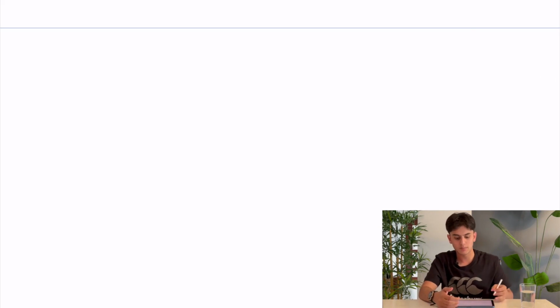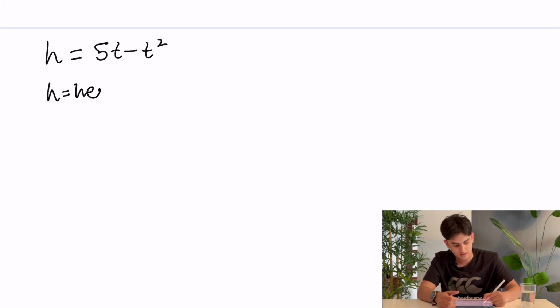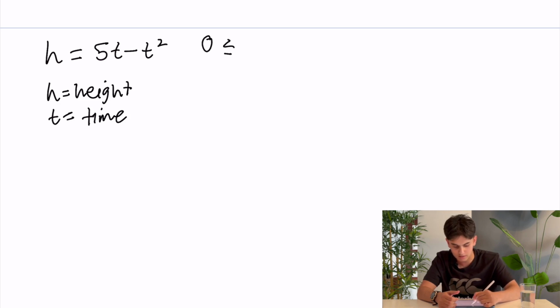So the height of our ball over time can be modeled by the following quadratic equation, which is h equals 5t minus t squared, where h is our height and t is time. And our equation is true from the very start, 0 seconds, to 5 seconds.